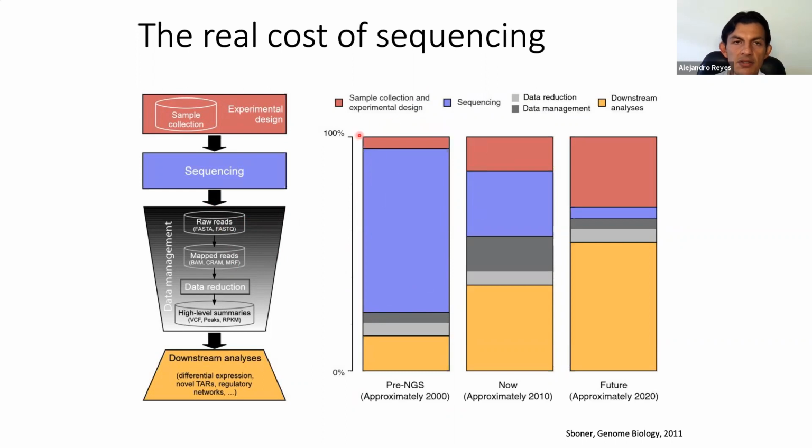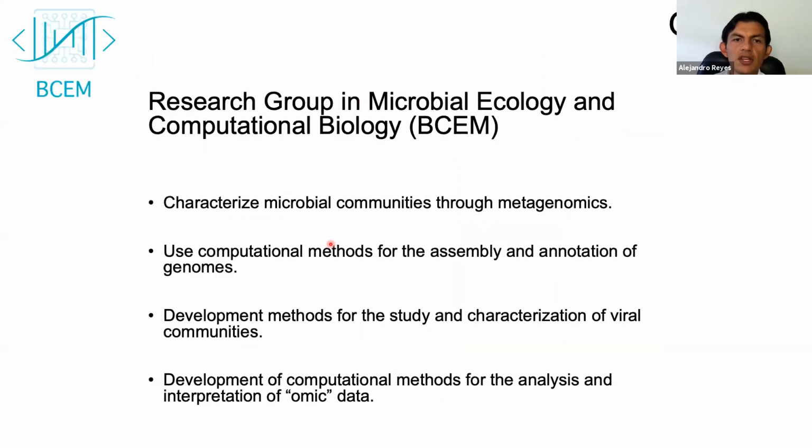It was expected that a large percentage of the cost of sequencing went into the sequencing itself. But nowadays, with the reduction in sequencing cost, most of the cost goes into the experimental design and the data analysis. And that's where bioinformatics comes in. It does require quite a bit of computing power and analysis to be able to perform these different metagenomic analyses. So in our group, we are the research group in microbial ecology and computational biology.